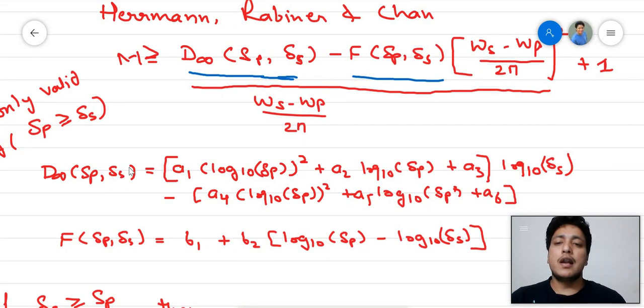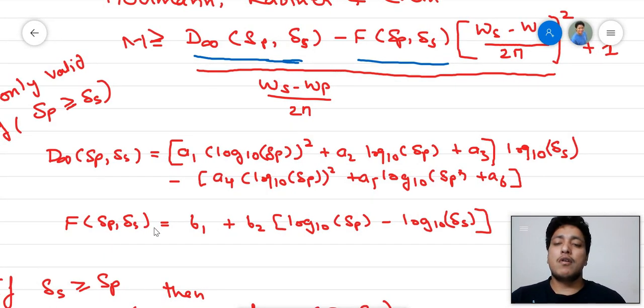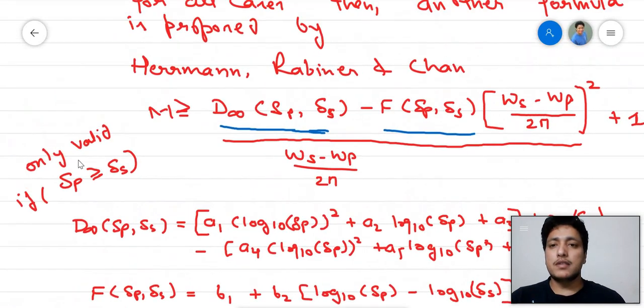D infinity of delta P comma delta S is equal to A1 log base 10 delta P whole squared plus A2 log 10 delta P plus A3, multiplied with log 10 delta S, minus A4 log base 10 delta P whole squared plus A5 log base 10 delta P plus A6. Here A1, A2, A3, A4, A5, A6 are constants. Delta P and delta S are the ripples in the passband and stop band. Similarly, for the function F of delta P and delta S, it is B1 plus B2 log base 10 delta P minus log base 10 delta S.